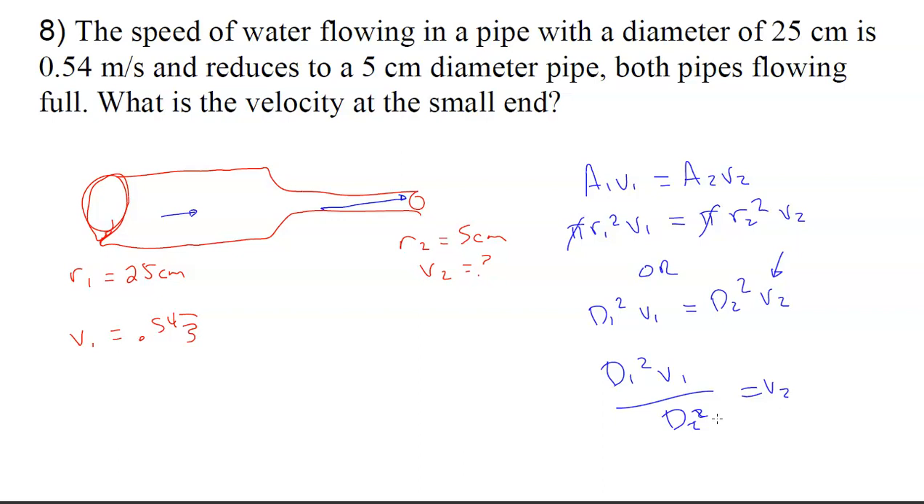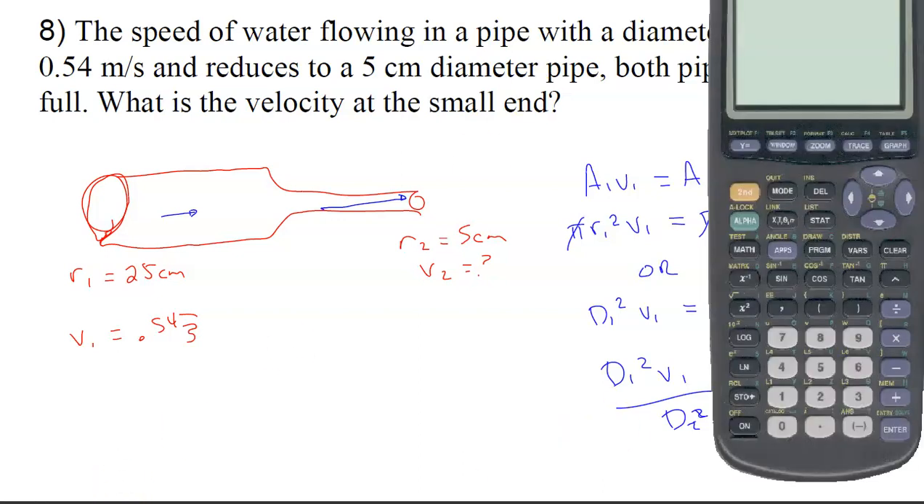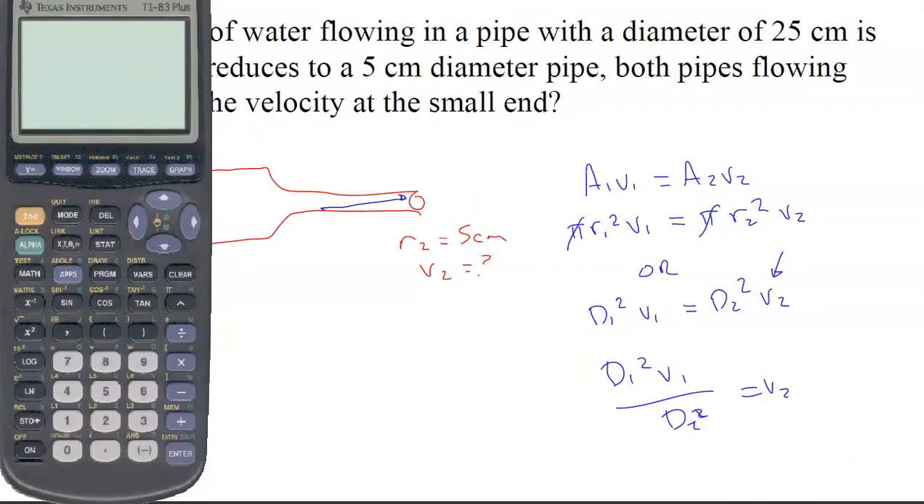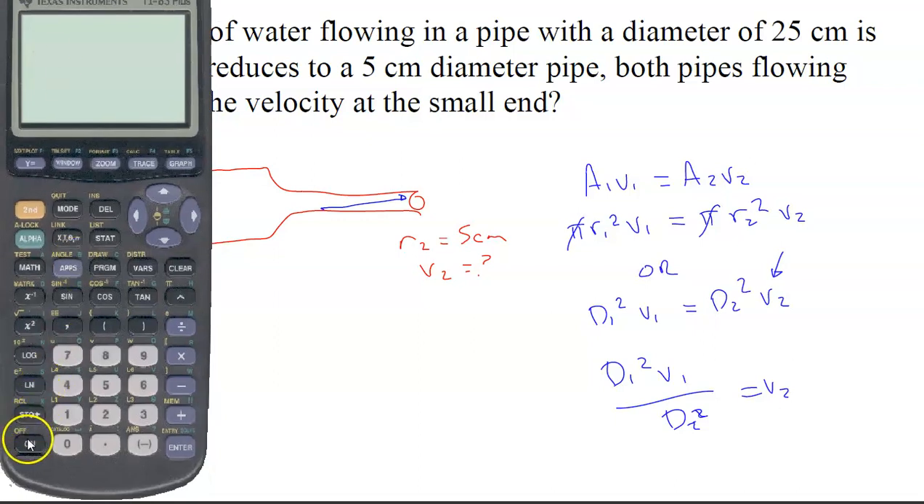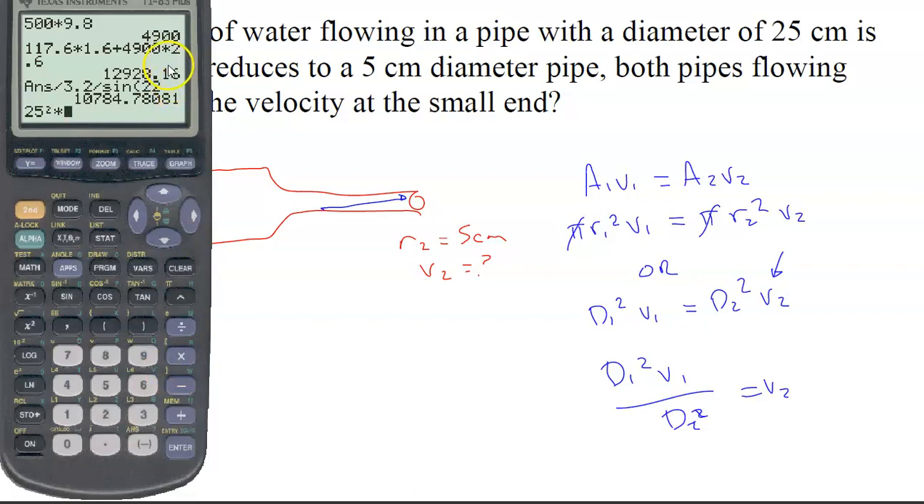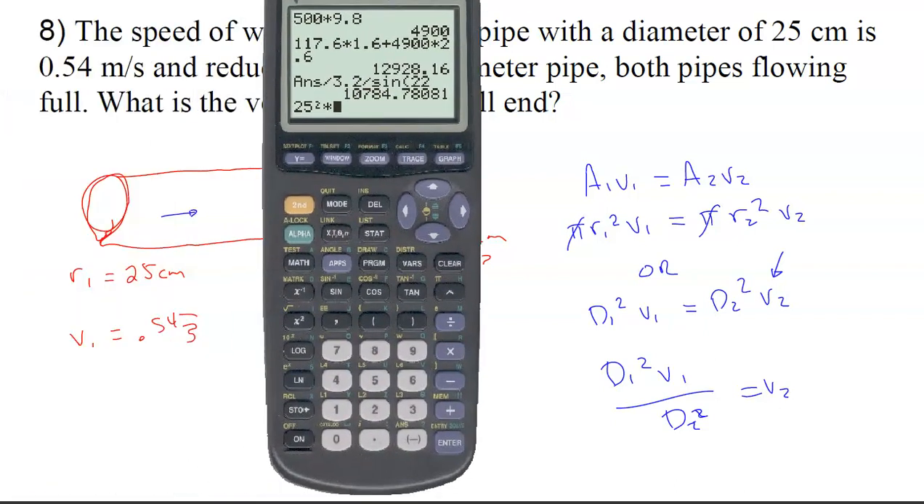Tell you what, actually I need that number because the next problem is going to use it. So let me put this stuff in. Diameter 1 was 25 squared. The velocity was, I have no idea, 0.54. And then I'm dividing that by the small pipe, 5 squared.